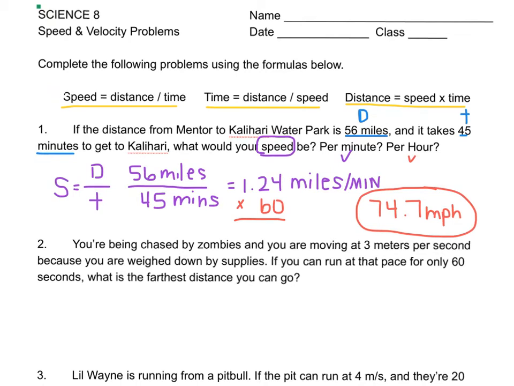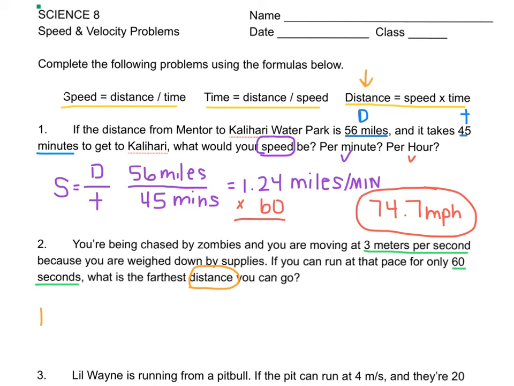All right, for problem number 2, it says you're being chased by zombies and you're moving at 3 meters per second because you are weighed down by supplies. If you can run at that pace for only 60 seconds, what's the farthest distance you can go? So once again, we notice that they give us our speed and they give us the time. What we want to know is the distance. So if we look up at the top, the one right here has us solving for distance.